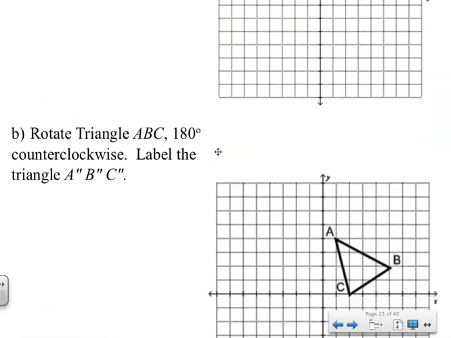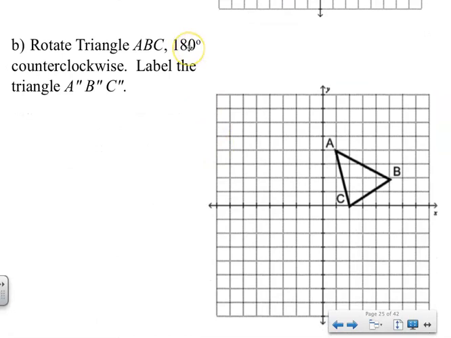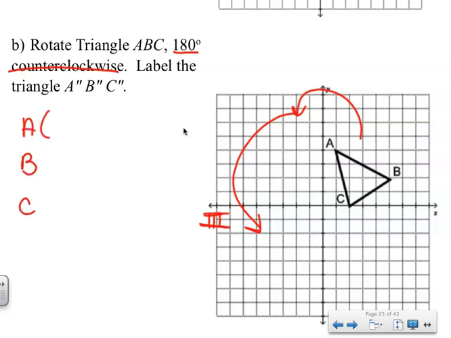So now we're going to look at rotating something 180 degrees counterclockwise. And we're going to label it A double prime, B double prime, C double prime. So what that means, I'm going 180 counterclockwise. So I want to make one turn and then turn it again. So it's going to be somewhere down here in the third quadrant. Okay. So first off, let me go ahead and find my A, B, and C. We found that A was at 1, 4, B was at 5, 2, and C was at 2, 0, since it was the original shape.